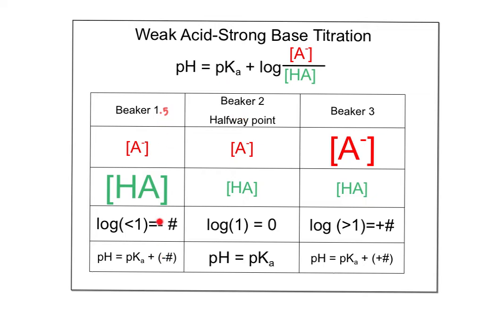Let's say we're before the halfway point. That means I still have more of my weak acid and less of my conjugate in terms of the ratio. So if I do this fraction, I'm going to have a smaller number over a bigger number. So I'm going to be taking the log of a number that's less than 1. When you take the log of a number that's less than 1, it gives you a negative value. So we're going to be saying that the pH is equal to the pKa plus a negative number. So our pH is going to be slightly lower than the pKa.